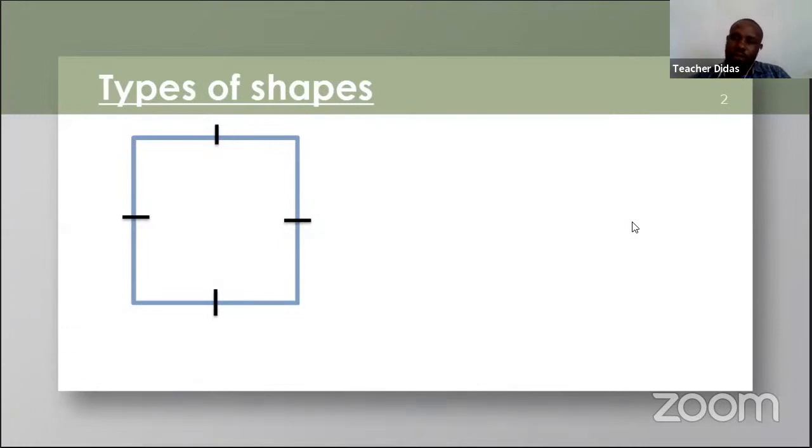Yes, please. Mary? It's a square. So what do you know about the square? How do you know that this one is a square? I'm asking, how did you know that this one is a square?